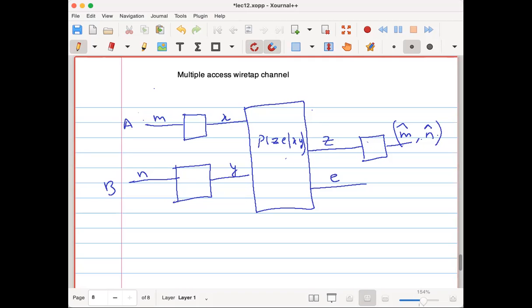And what we require is that for every M, comma N, the probability distribution that E sees, so we can model it by P of E given M, N, should be approximately equal to the marginal on E. So for every pair M, N, the resulting probability distribution at the eavesdropper is almost independent of M. This is the secrecy criterion, and the correctness criterion is that the probability that M hat, N hat is not equal to M, N should be less than epsilon. Note that the correctness criterion is given in the average case setting as in the MAC, but the secrecy criterion is in the worst case setting. So let me write this down.